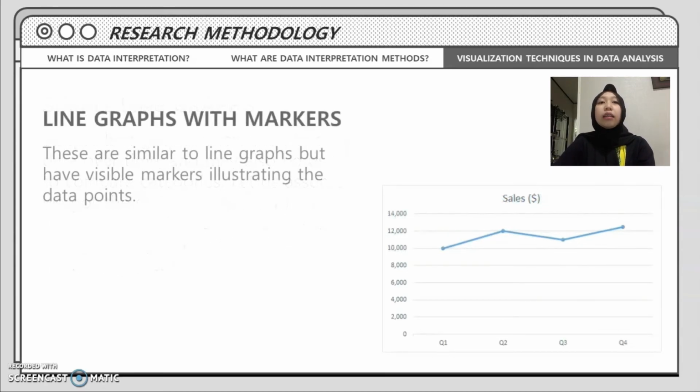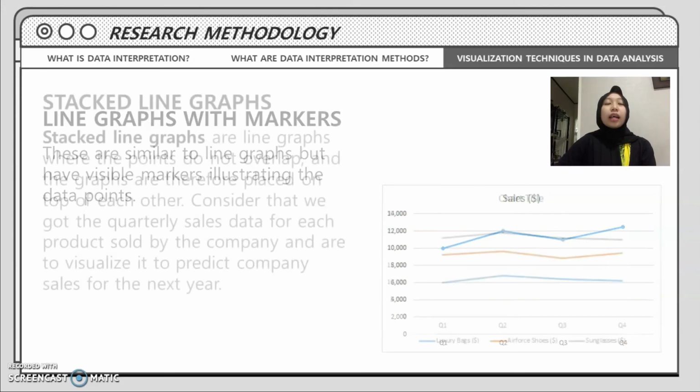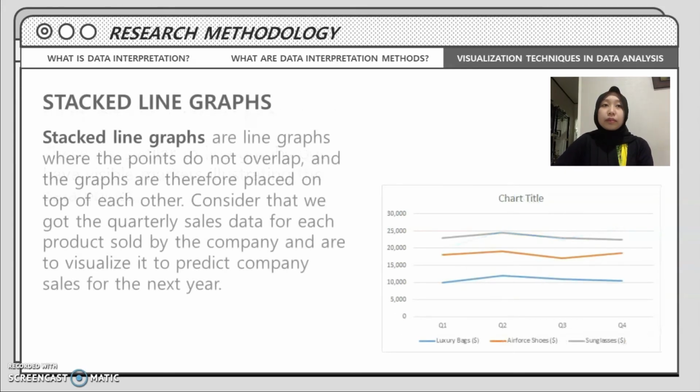Second, line graphs with markers. These are similar to line graphs but have visible markers illustrating the data points. Last, stacked line graphs. Stacked line graphs are line graphs where the points do not overlap and the graphs are therefore placed on top of each other. Consider that we got the quarterly sales data for each product sold by the company and are to visualize it to predict company sales for the next year.